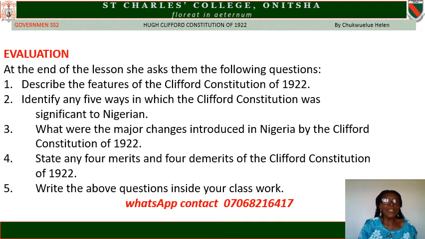Good. Having understood the lessons, like the features, the significance, the innovations made by the Constitution, and the merits and demerits, let us ask the following questions. 1. Describe the features of the Clifford Constitution of 1922. 2. Identify any 5 ways in which the Clifford Constitution was significant to Nigeria. Number 3. What were the major changes introduced by the Clifford Constitution of 1922? 4th, state any 4 merits and any 4 demerits of the Clifford Constitution of 1922.